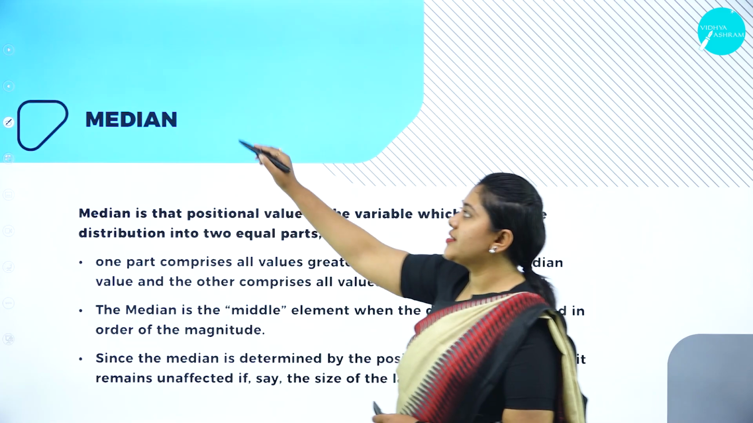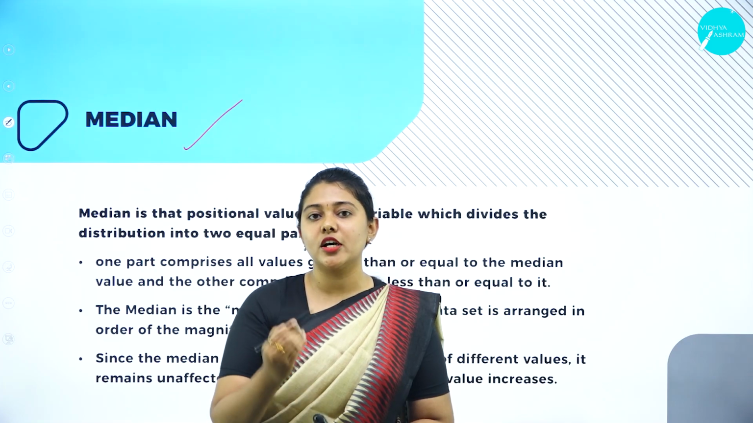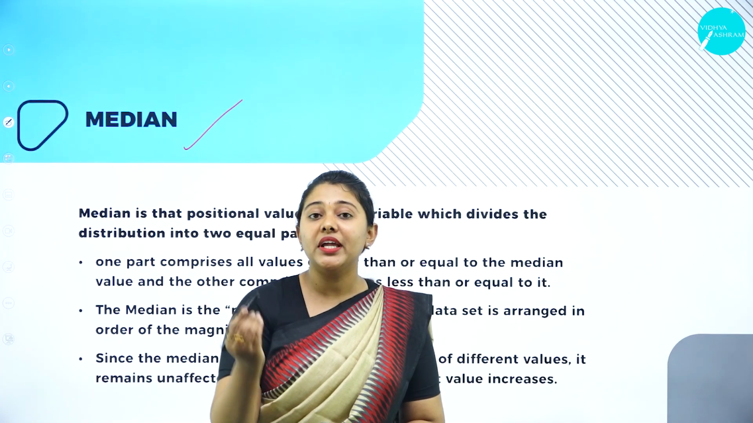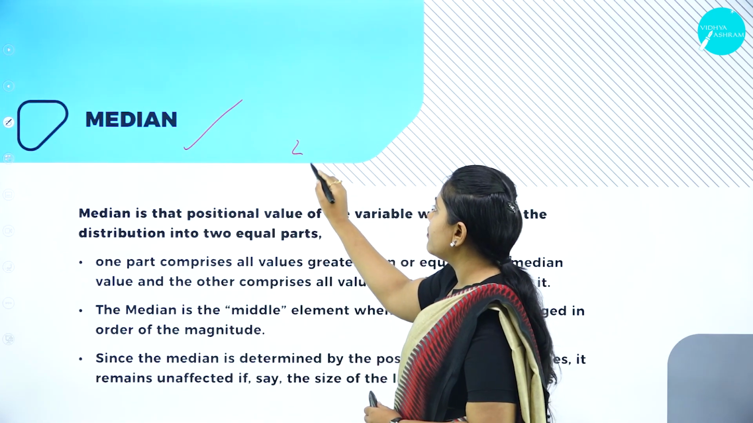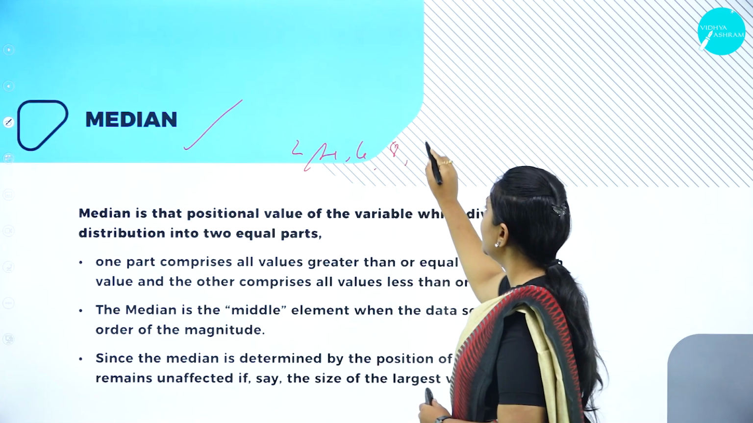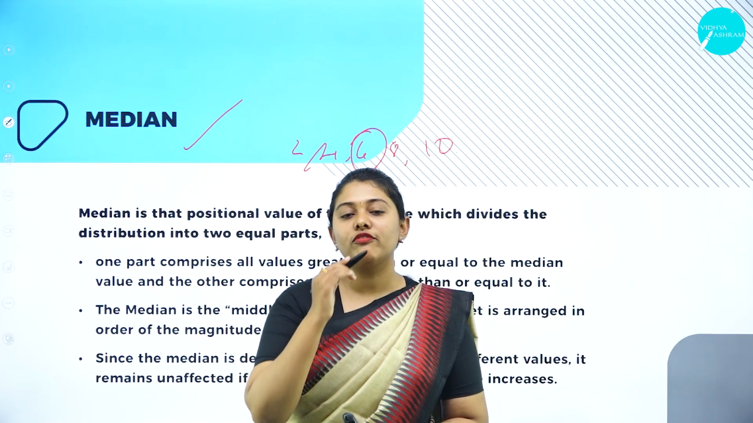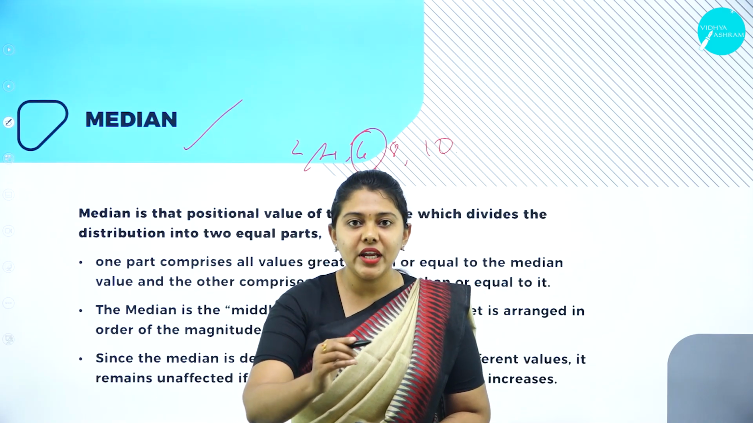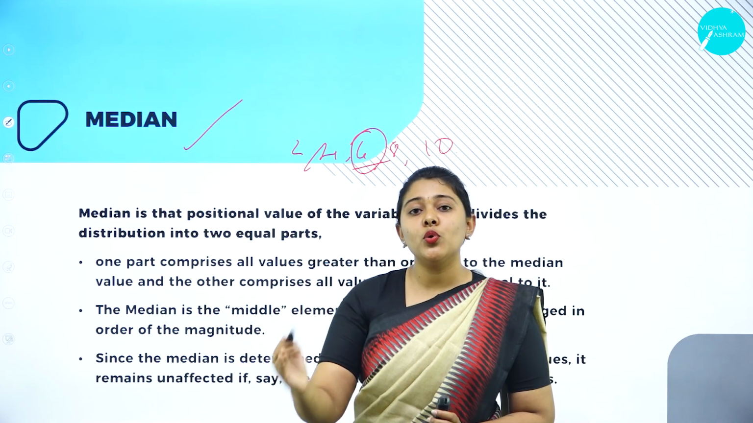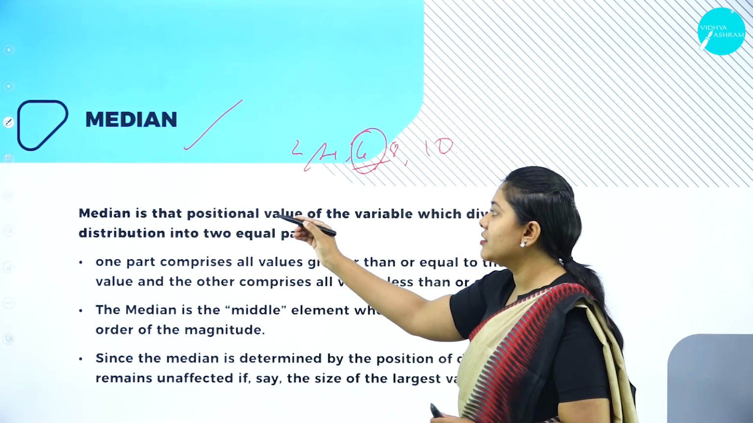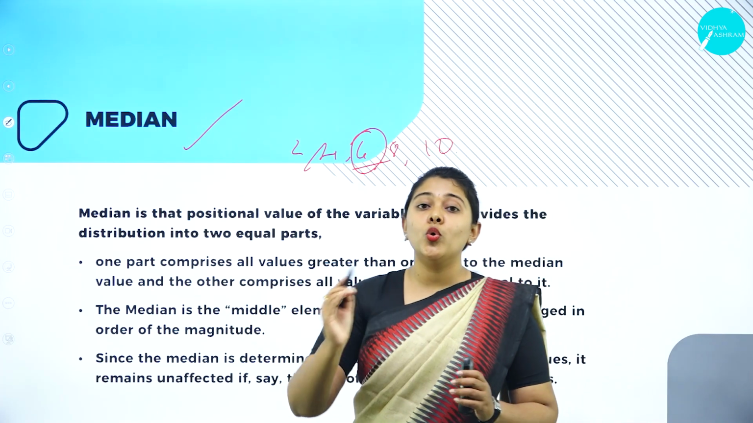Moving forward, let us see median in today's class. So what is median? It is one of the popular methods of measure of central tendency. Median simply means the middlemost value of a data. So if it is given 2, 4, 6, 8, 10, so simply 6 will be the median. So the middlemost value of a given observation will be the median, which divides the observation into two equal parts. Median is that positional value of the variable which divides the distribution into two equal parts.